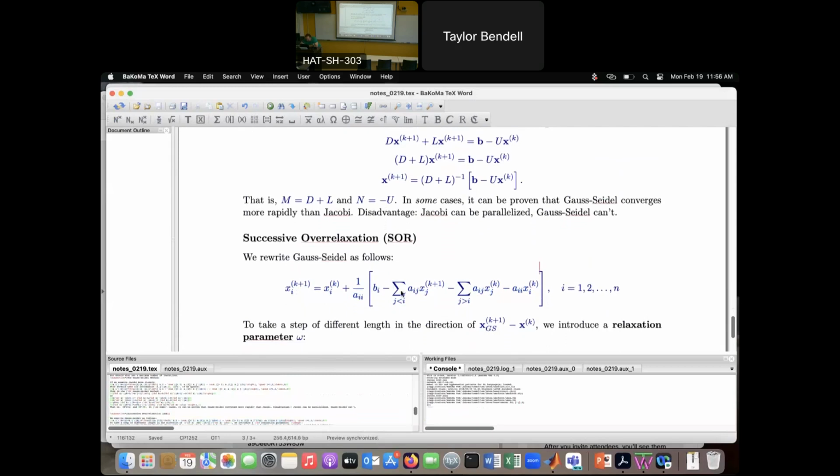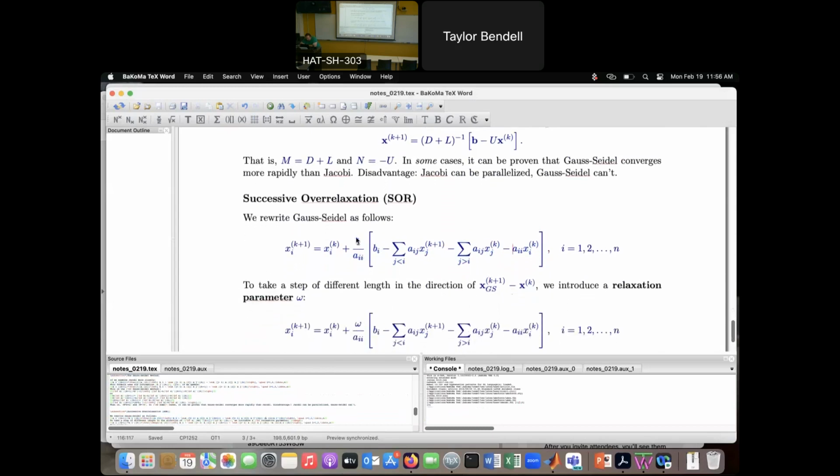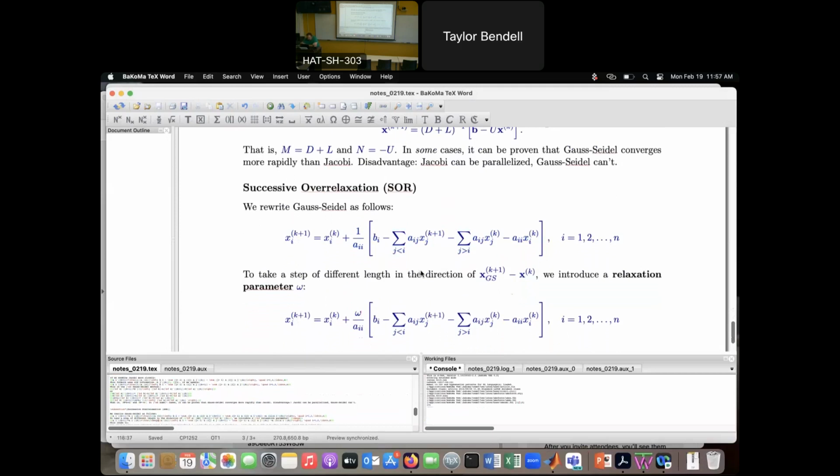But you can think of this as my previous iterate, and this quantity here describes the step I'm taking from xk to xk plus 1. I'm adding this. So what if I still want to go in the direction indicated by this expression here, but maybe I want to change how far I go in that direction? So I multiply this whole expression, that's updating xk, by this relaxation parameter that I'll call omega. I could choose omega less than 1 to not go as far in that direction, or I could choose omega greater than 1 to go even further in that direction. Maybe there's some advantage there.